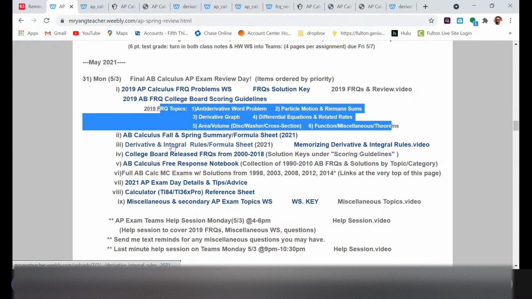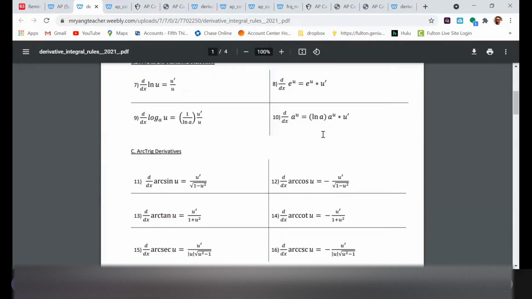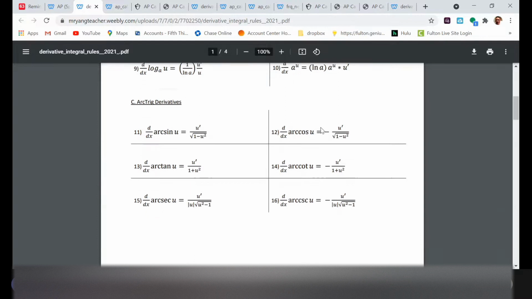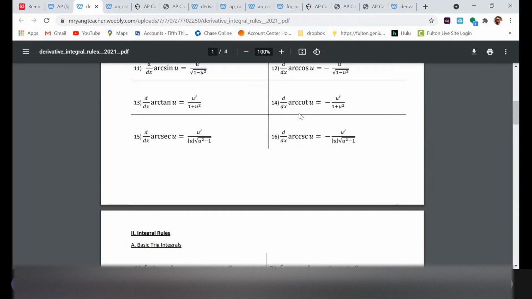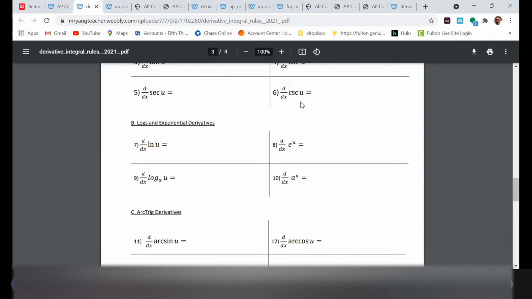Third, derivative and integral rules formula sheets. I included all the derivative rules and integral rules, and I grouped them based off of patterns. The first 2 pages have the rules all filled out. The last 2 pages are blank, if you want to use them as practice.